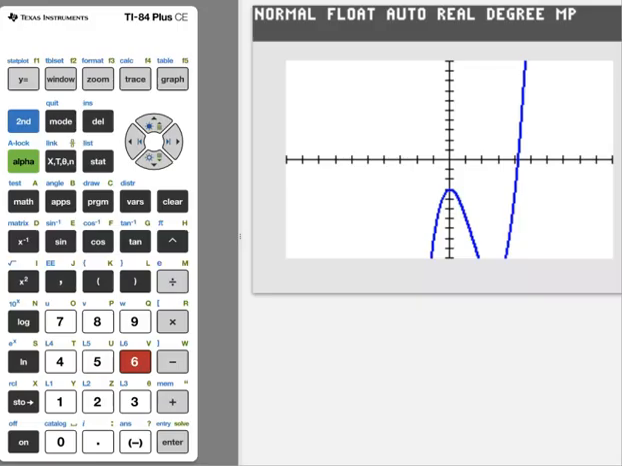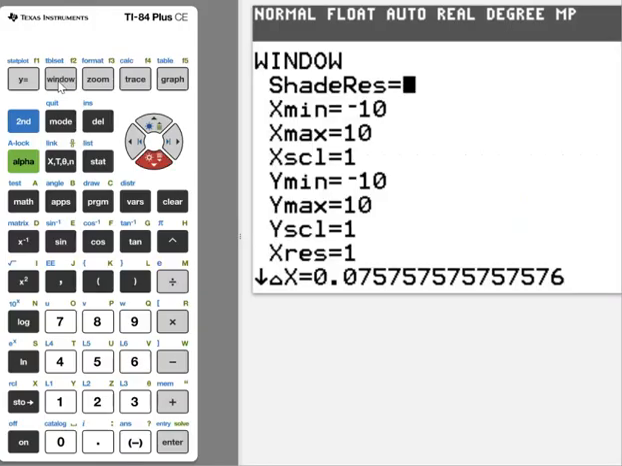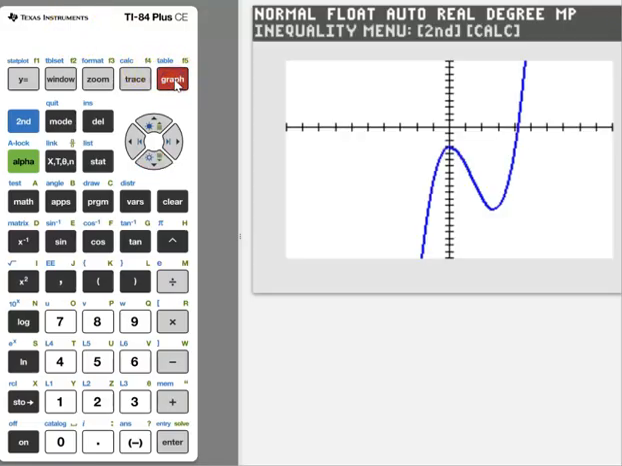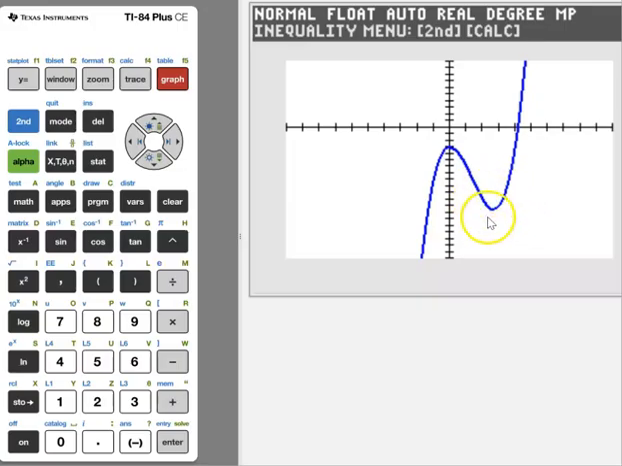And I can't really see the relative minimum. Like, I have a pretty good idea it's going to be down here. So I'm going to go back to my window, and I'm just going to tell it that I want to see some more of those y's down there. So instead of going to -10, I might go to like -20 or something like that. And so then when I graph it, now I can see that whole thing. So what I'm looking for is this minimum right here.